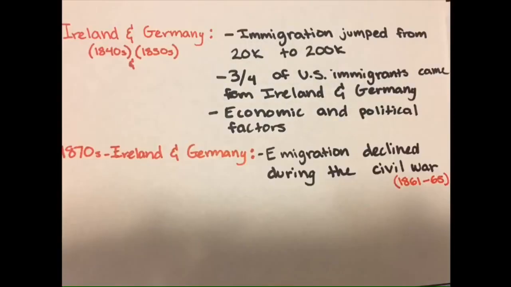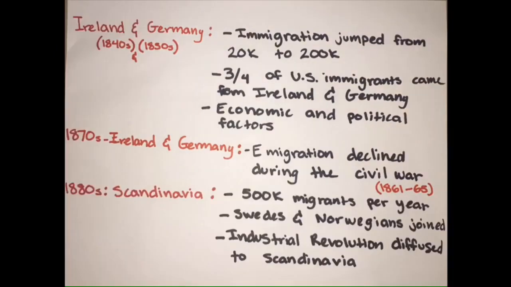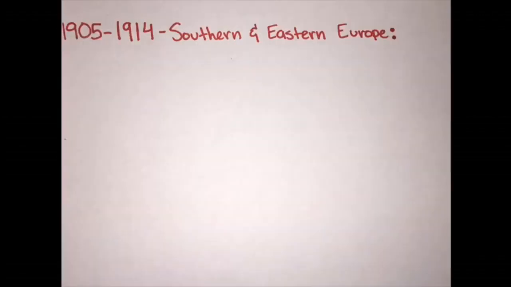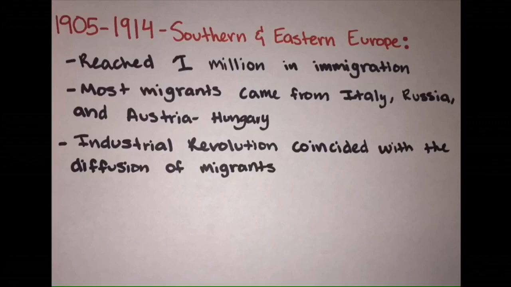In the 1870s, Ireland and Germany immigration declined during the Civil War, which was in 1861 through 65. 1880s Scandinavia. About 500,000 migrants immigrated to the U.S. per year. Swedes and Norwegians also joined the U.S. The Industrial Revolution also was a cause of diffusion to Scandinavia. 1905 through 1914, Southern and Eastern Europe reached 1 million in immigration. Most migrants came from Italy, Russia, and Austria-Hungary. Industrial Revolution coincided with the diffusion of migrants.